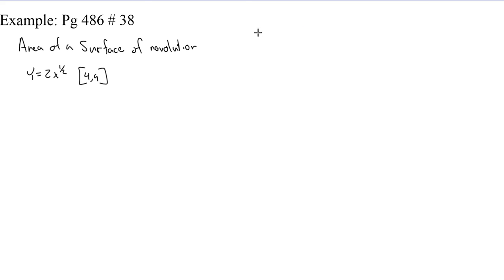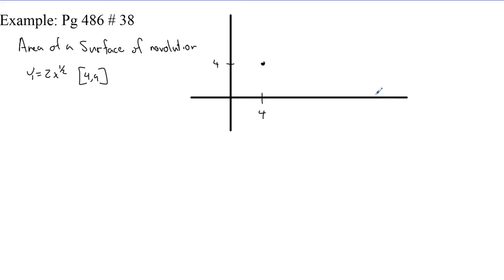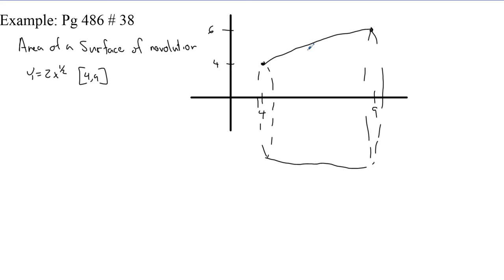Okay, so just real quick, I don't like red for my axes. So there's my axis. If I plug in 4, the square root of 4 is 2, times 2 would be 4. So there's the first one. And then 9, the square root of 9 is 3, 3 times 2 is 6. So I have a curve like this, and all I'm doing is revolving this around here, and I am finding the surface area of that. I'm not finding the volume, I'm finding the surface area.